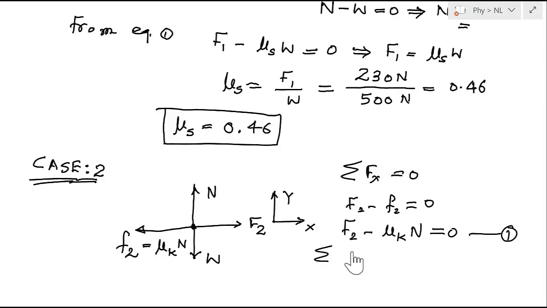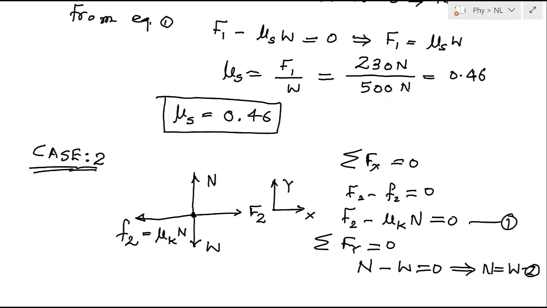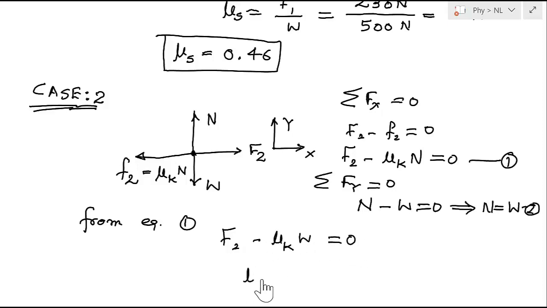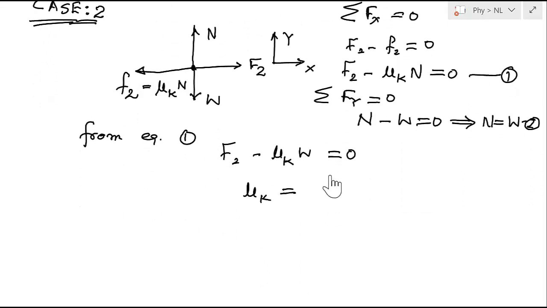Now I can write sum of the forces in the y direction is equal to 0. This means normal minus weight is equal to 0. This gives me normal reaction is equal to weight, and this is my second equation. Now if I use the second equation in 1, from equation 1 I can write F2 minus mu k times N, and N is nothing but W, is equal to 0. So from here I can write mu k is equal to F2 divided by W.